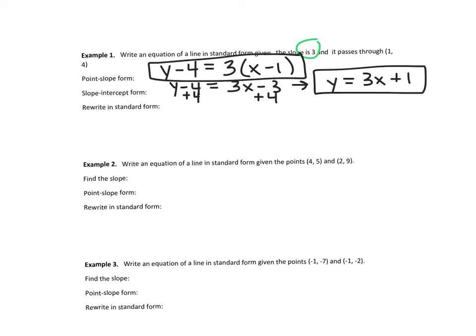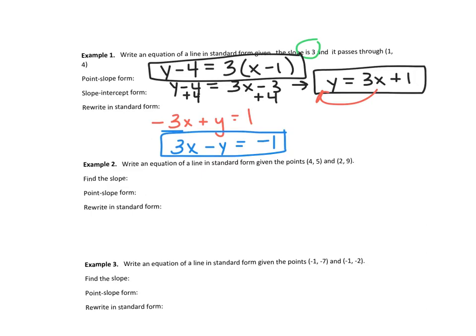Then to write it in standard form, I want to get my x and y on the same side, and I want to make sure they're all integers. So I have negative 3x plus y equals 1, because I subtracted 3x. Really, you want to have your a positive, so you divide everything through by a negative: 3x minus y equals negative 1. So this is in standard form.